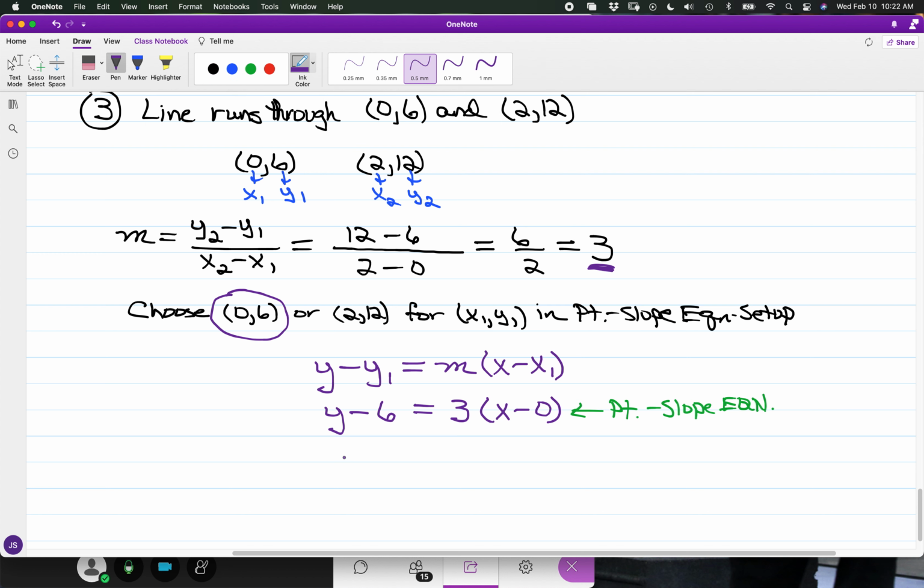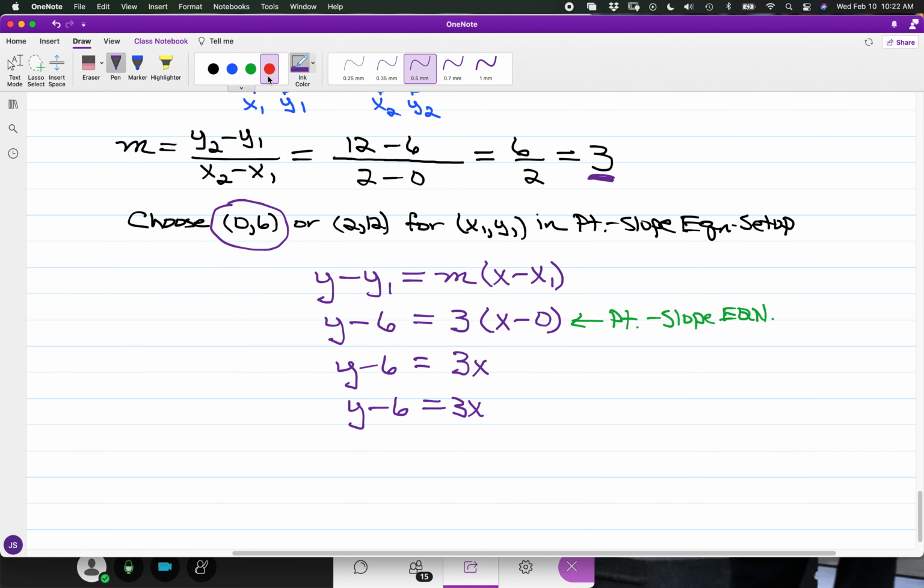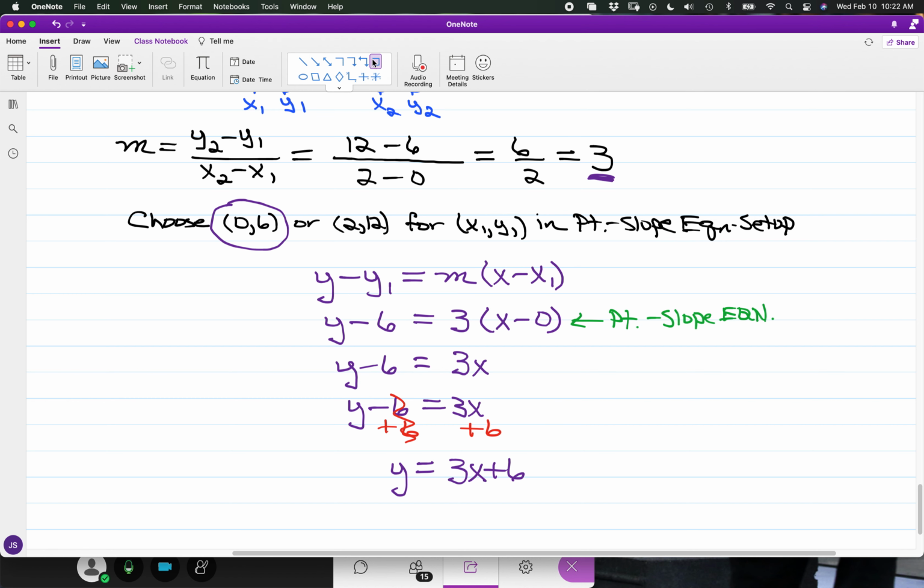And we have in the follow-through: y minus 6 equals 3 times x minus 0. Well, that's just going to be 3x. And looking at the isolation of y, as we add 6 to both sides, we're going to have that y is equal to 3x plus 6. And that would be the outcome in this one.